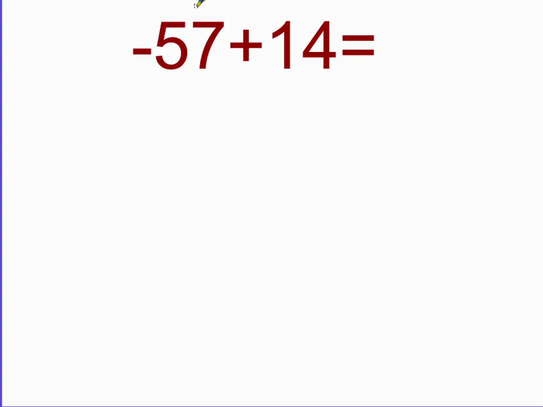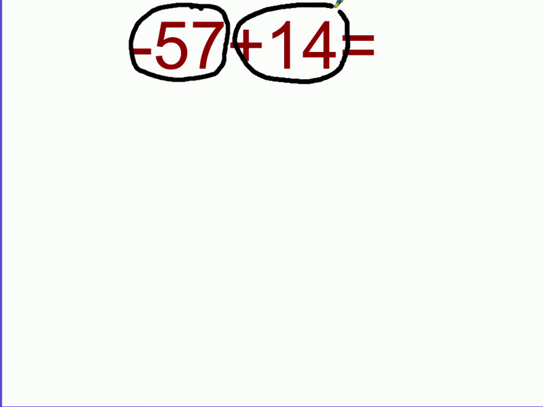Now let's work with some bigger numbers. The process is the same. We are going to circle the number with the sign in the front. And this time we have 57 villains and only 14 superheroes. So again, I want you to make a prediction. Who is going to have more members left after battle? You might be thinking, I don't have time to write down 57 villains. Might take you longer than expected.